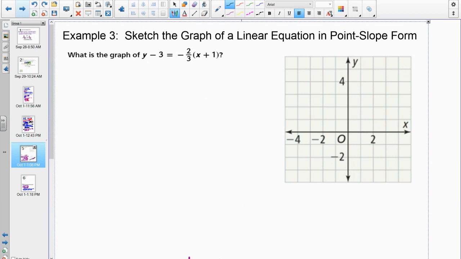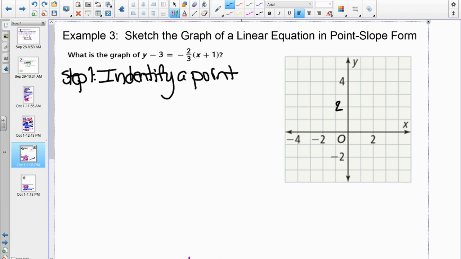Example number 3. This time we're going to sketch. So we've been making the equations. Now we know the equations. We're going to put it on the graph. I'll put my 2 here. So step 1 is to identify a point on the line to use for the equation. I'm sorry, a point from the equation and plot it.